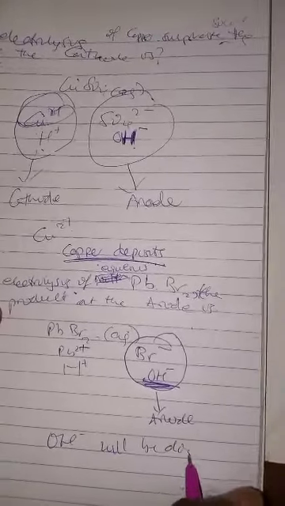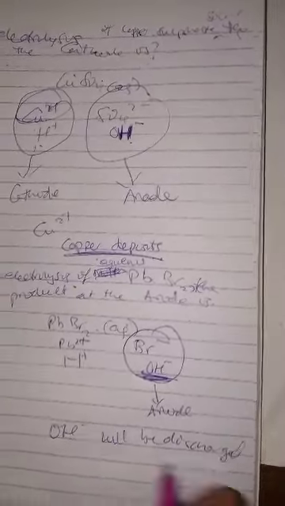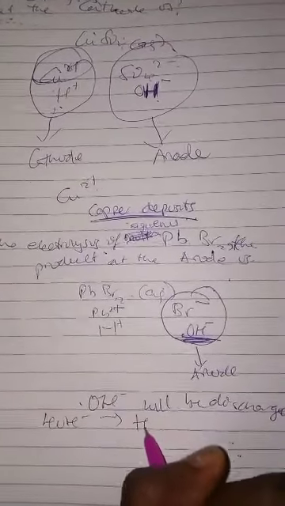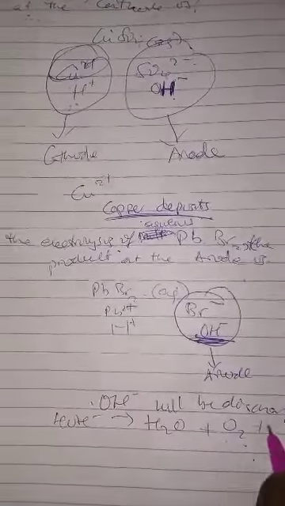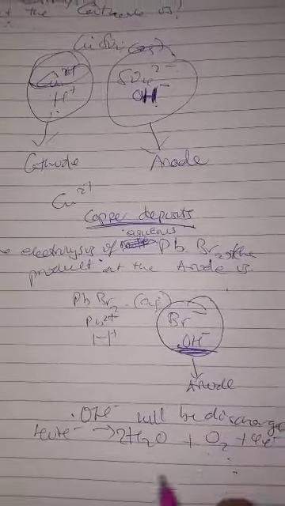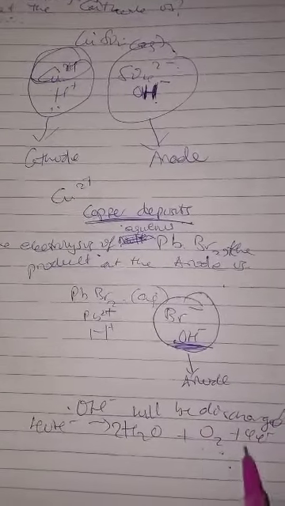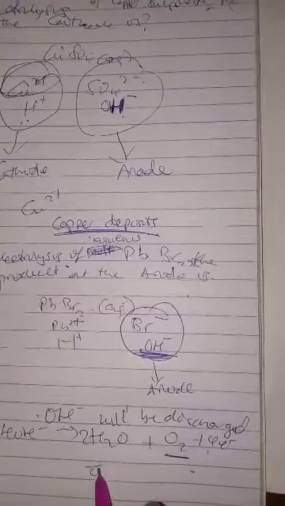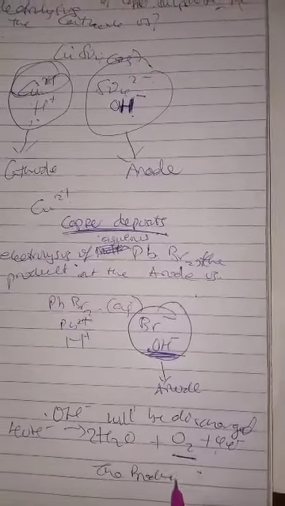But they ask for what? The product. What's the product that the discharge of OH- will give you? It will give you what? Oxygen. It will give you oxygen. This is the balanced reaction. So it will give you what? Oxygen. So the product formed is what? The product is oxygen.